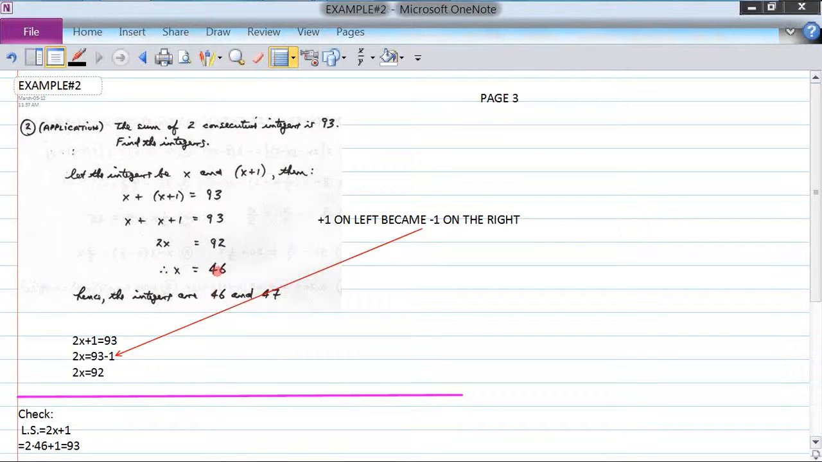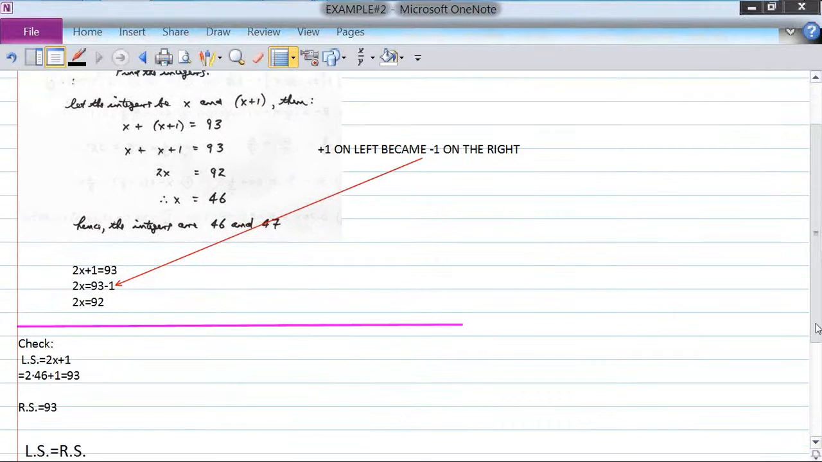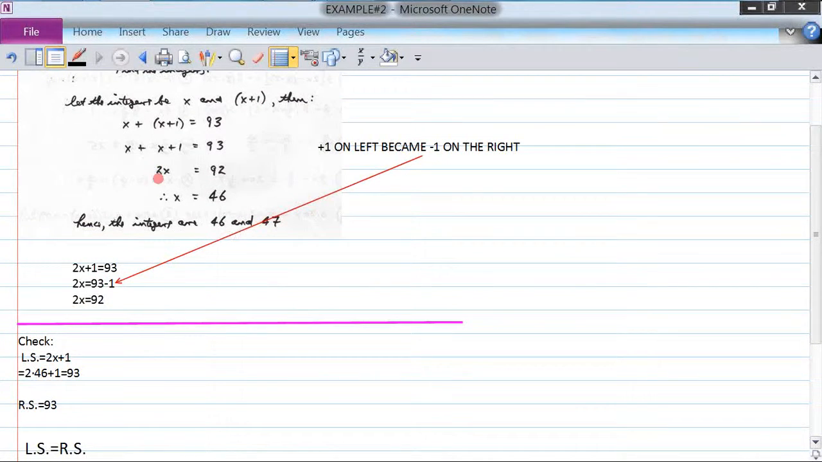I divide the 92 by 2, I get 46. If I go back to the equation, x is 46. 46 plus 1 is 47. 46 and 47 sum to 93. Now you see that what I've done here, I've just broken this down a little further. This here, 2x plus 1 equals 93. I move the plus 1 from the left to the right, and it becomes minus 1. And then 93 minus 1 becomes 92. 2x equals 92. x is 46.